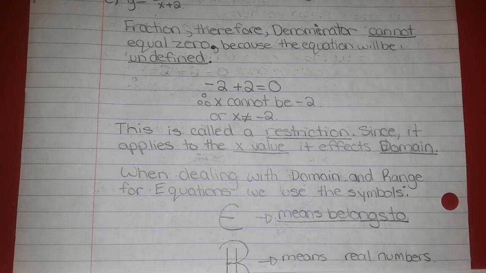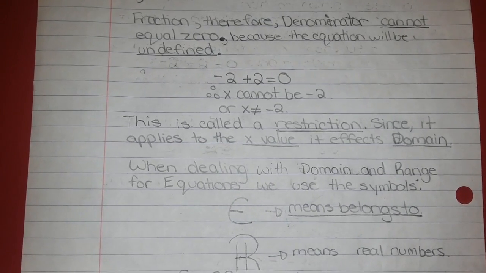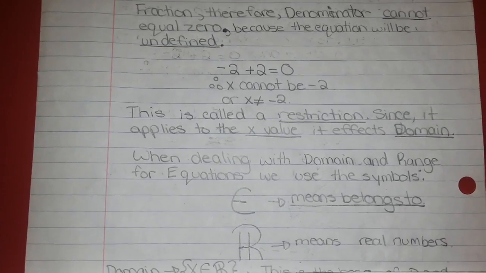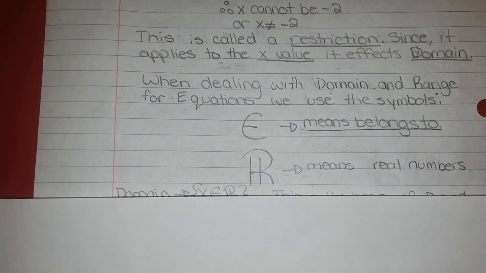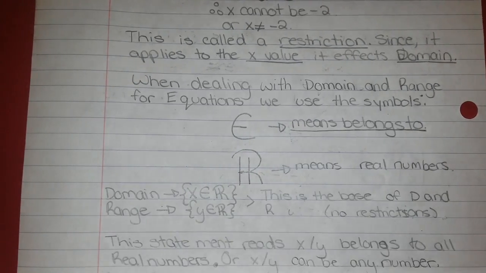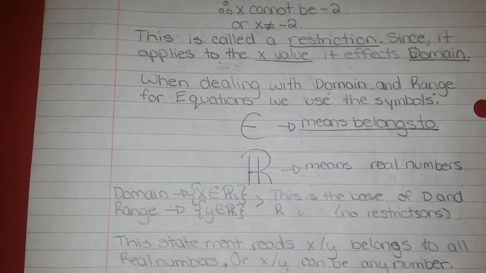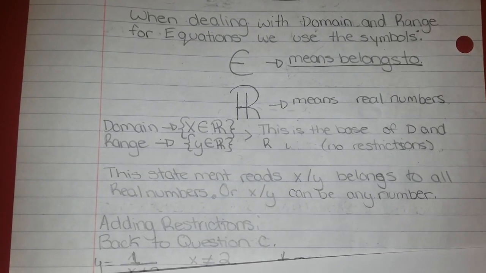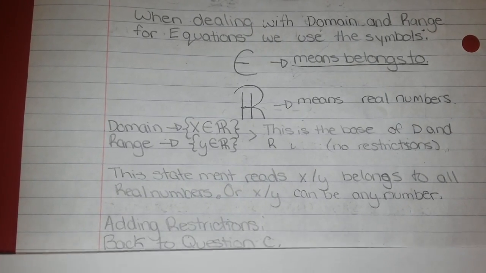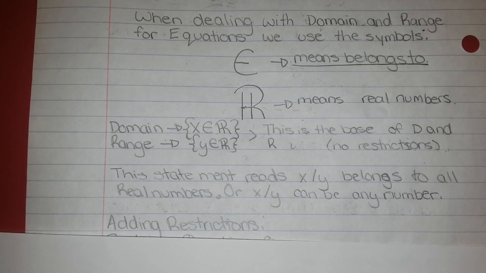When dealing with domain and range for equations, we use certain symbols. This E-looking symbol basically means belongs to, and this R-looking symbol basically represents real numbers. So here we have domain and range, and it basically states that x belongs to all real numbers or y belongs to all real numbers. This is the base of the domain and range when there is no restrictions.